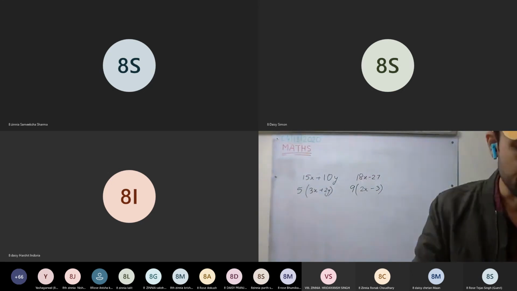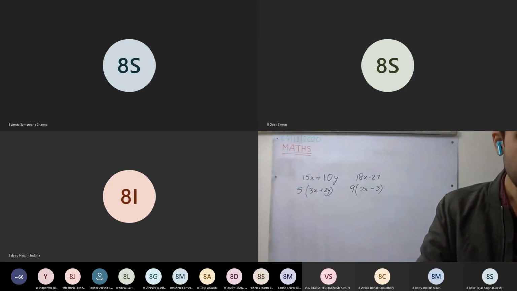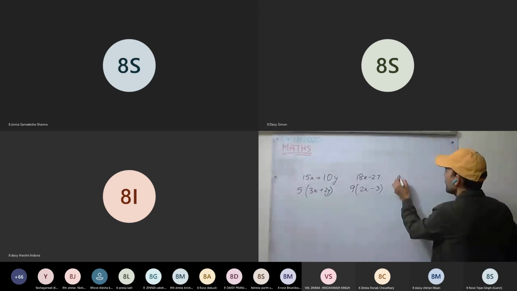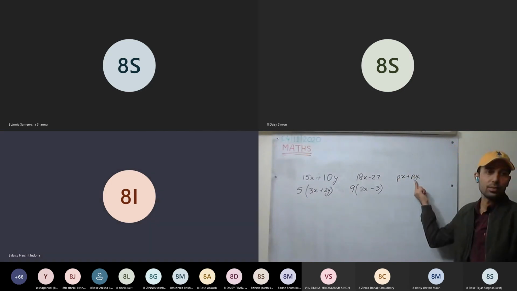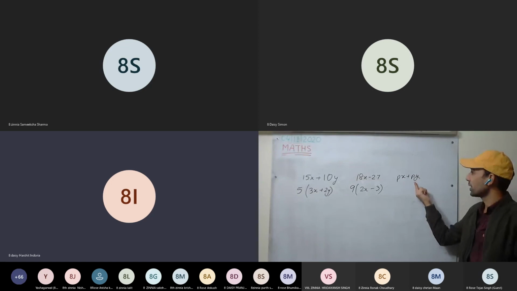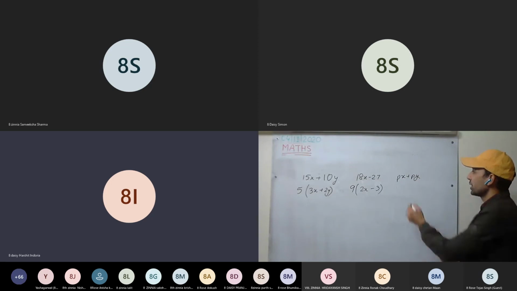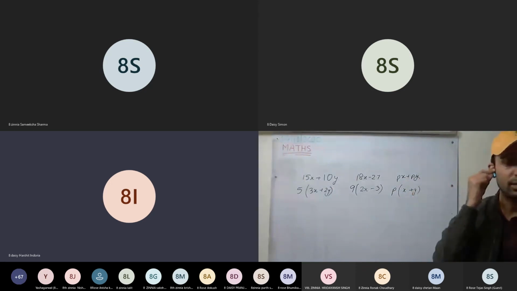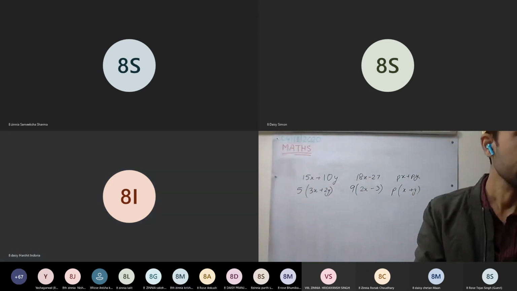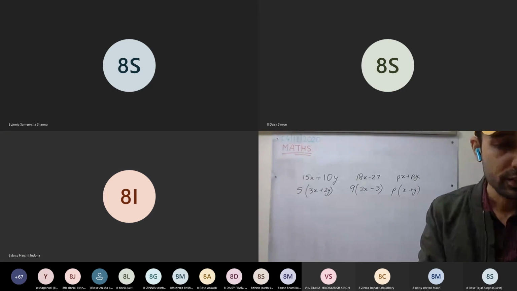Next answer, Harshit, you tell. Px plus py. So which is the highest common factor? Sir, P. We will divide by P. Now divide each term: x plus y. Good.